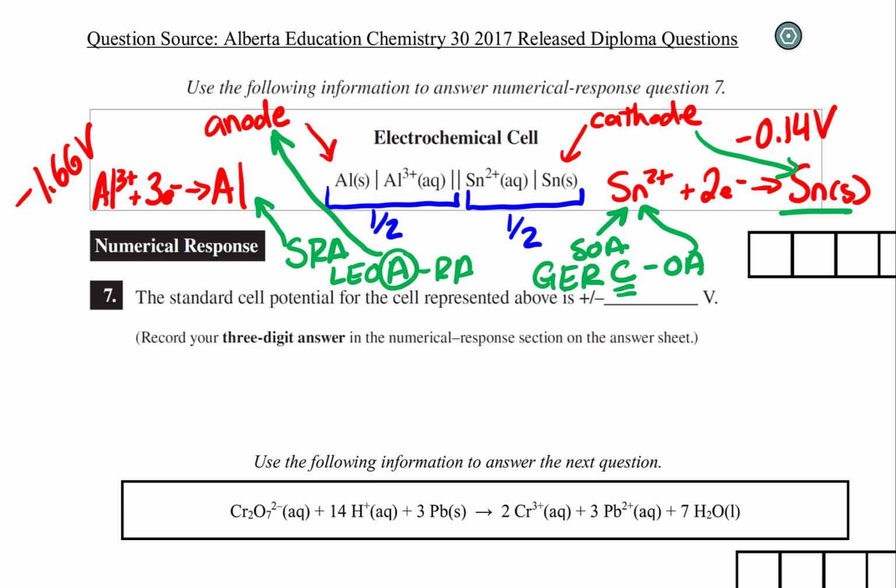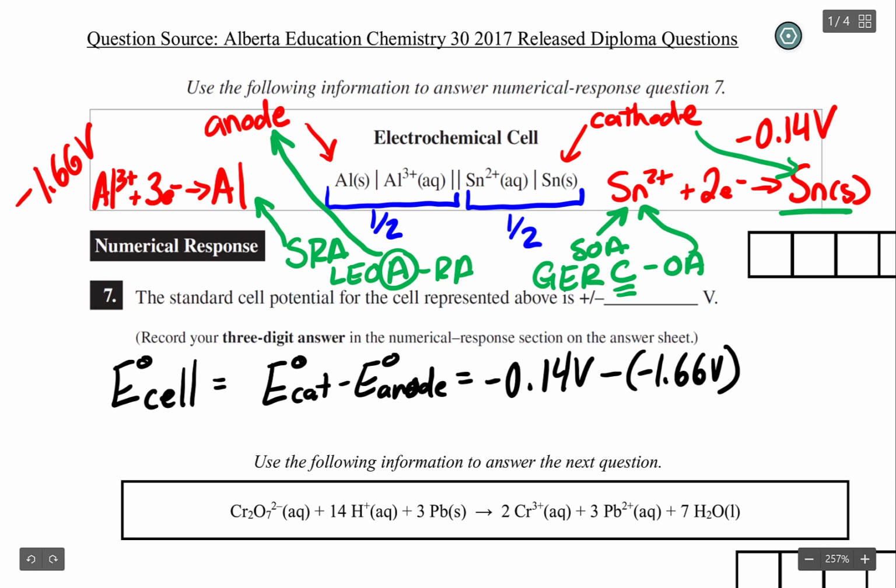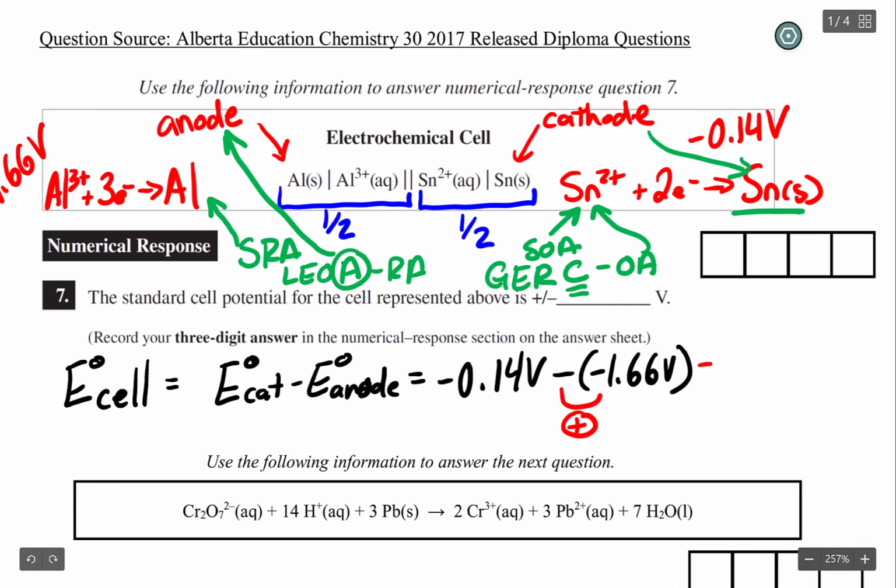Okay, that's enough review. So all I need to do at this point is sub everything into my equation. The electric potential of the cell is equal to the electric potential at the cathode minus the electric potential at the anode. Those are both, again, reduction potentials. So I have a negative 0.14 volts minus a negative 1.66 volts. This negative, of course, is going to turn into a positive. So now my overall cell potential is going to be a positive 1.52 volts.